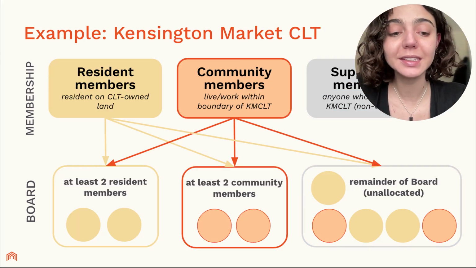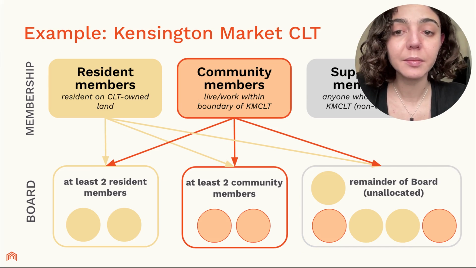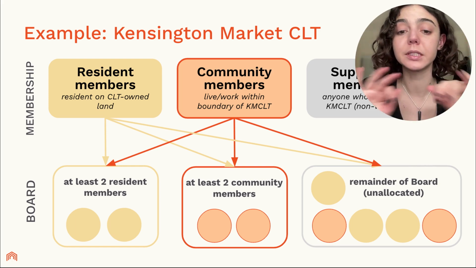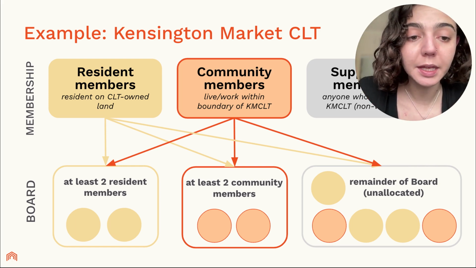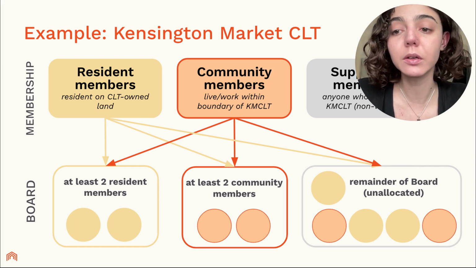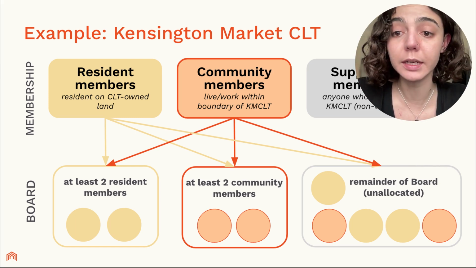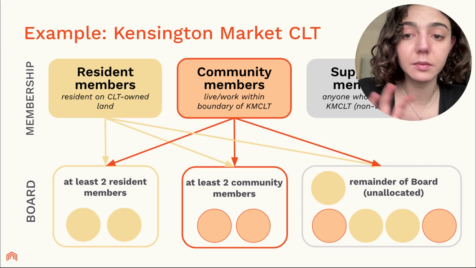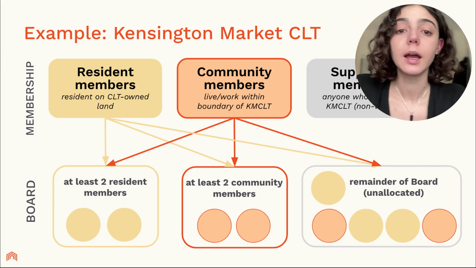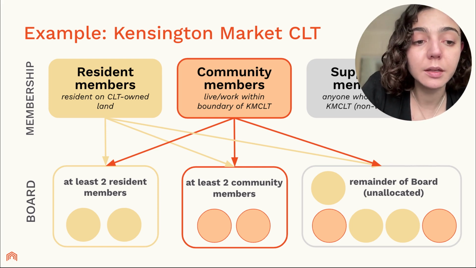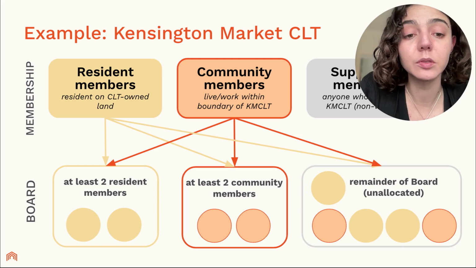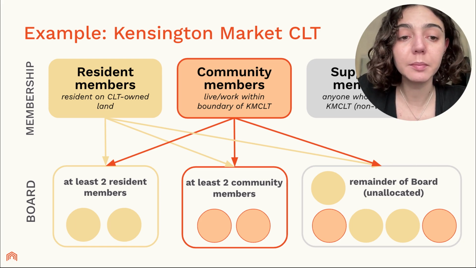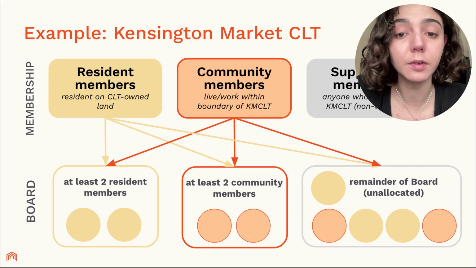Another example is Kensington Market CLT. They look like they're tripartite at first because they have 3 membership categories, 3 board categories, but they have something a little bit different. So they have the regular core membership, which is resident members, and then community membership. The community class is also open to those who work in the market, so not just those who live there. They also have a supporter membership category, and these people are non-voting.